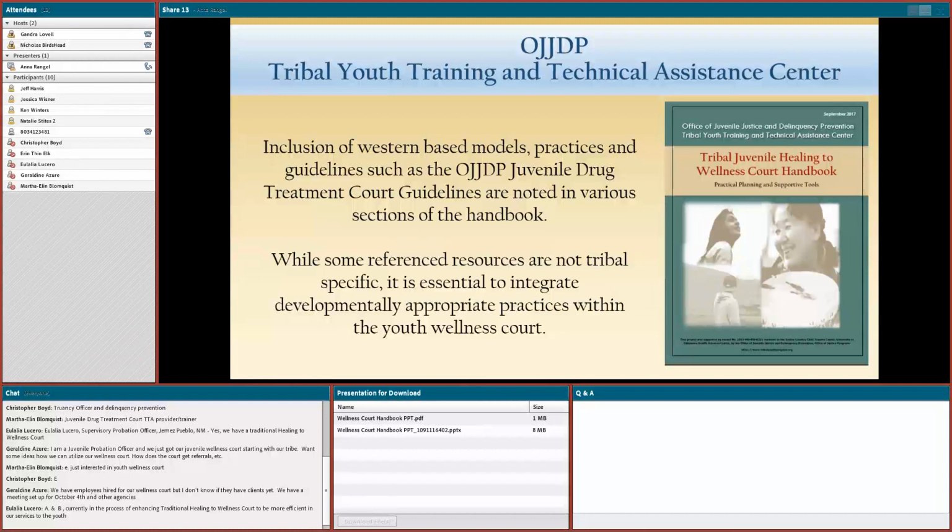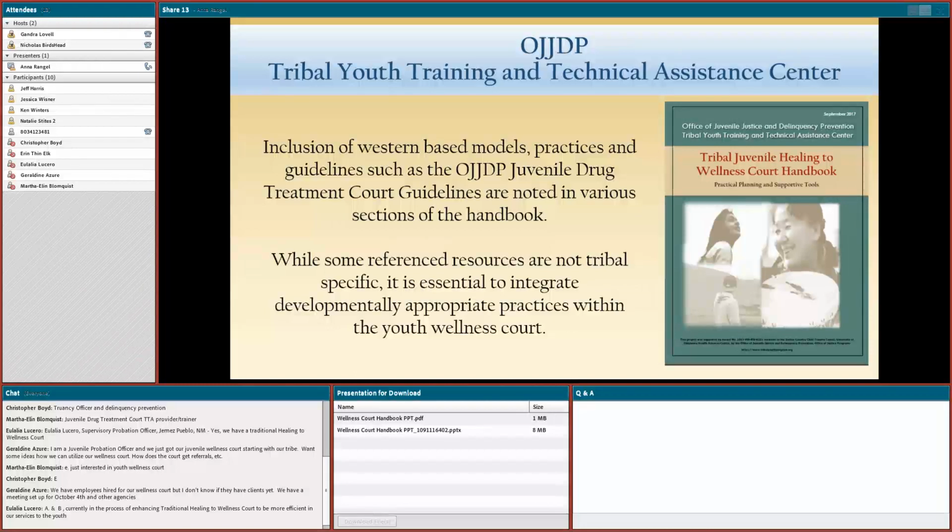And I see the same question came from Eulalie about enhancing the traditional wellness court to be more efficient in services to the youth. And so, I hope that's what this handbook will help assist with. And we tried to identify some processes that we know are helpful in other communities.